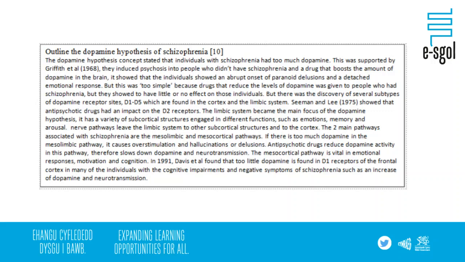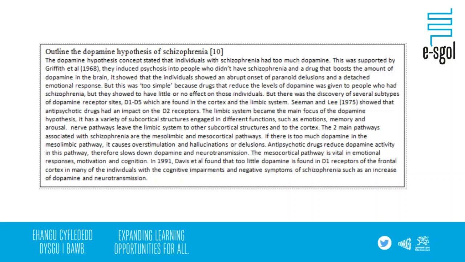Okay, nice. In 1991, Davis et al. found that too little dopamine is found in D1 receptors of the frontal cortex in many of the individuals with cognitive impairments and negative symptoms of schizophrenia, such as an increase of dopamine and neurotransmission. Now, I know this is a lot of information that they've managed to write down, and I know they've got a lot of terminology in here, but I think what they are actually missing is the main crux of the dopamine hypothesis.